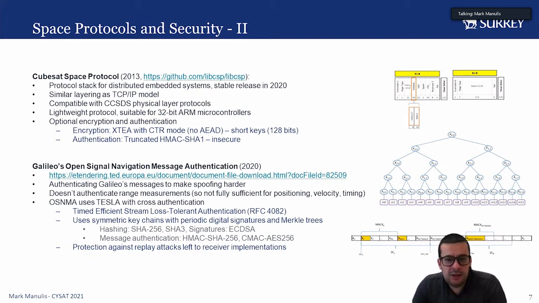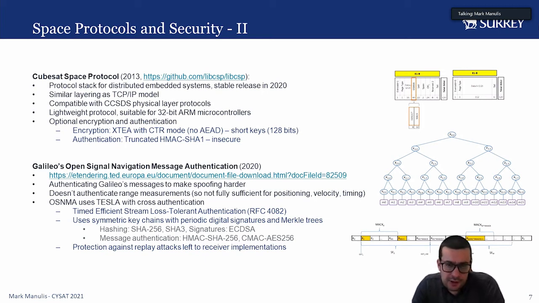However, we still need digital signatures to broadcast, let's say, the root of this Merkle tree. And for this, they use ECDSA. The hashing provision is strong. It's SHA-256, but they also have made provision to use the SHA-3 standard. And so that's a very interesting approach, especially because it comes with cross-authentication.